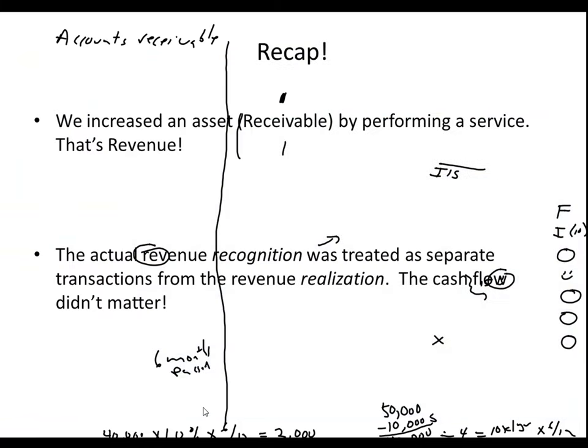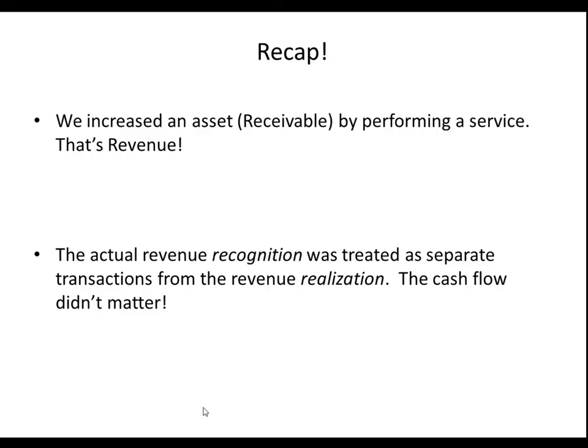So let's do a quick recap. We increased an asset, that is the accounts receivable, when we performed a service. That's revenue. We didn't wait for the cash to come in. The actual revenue recognition was treated as a separate transaction from revenue realization. Recognition means going on the income statement. Realization meaning having to do with cash. The cash flow didn't matter.